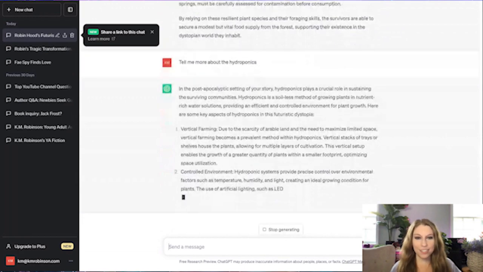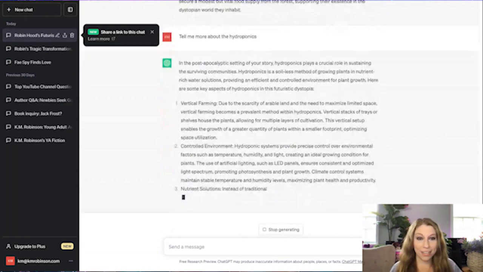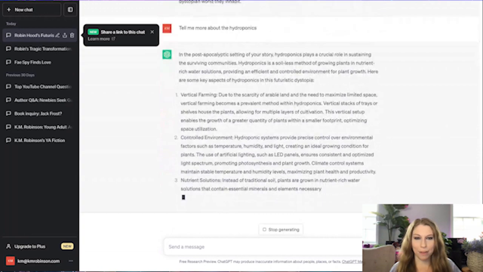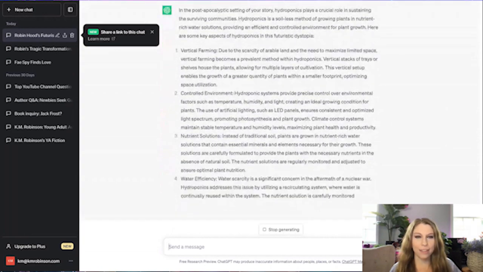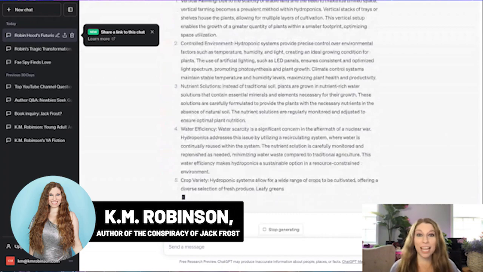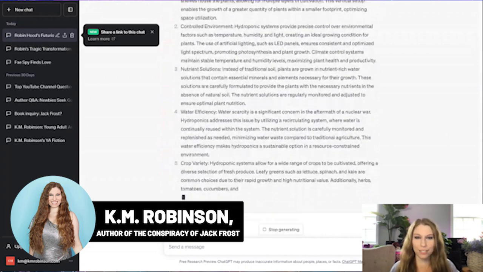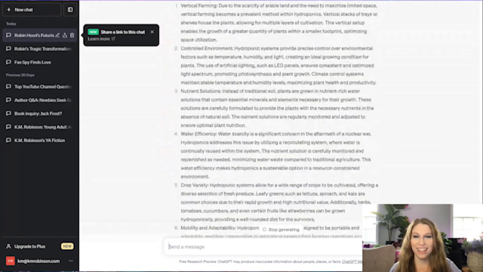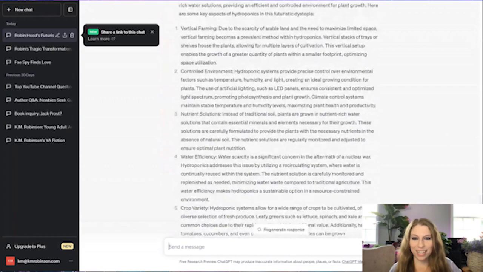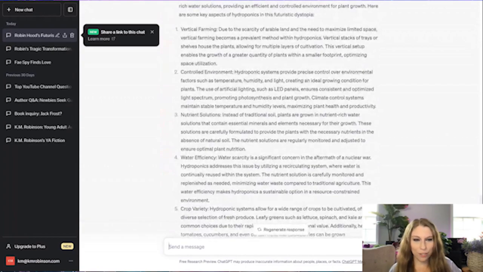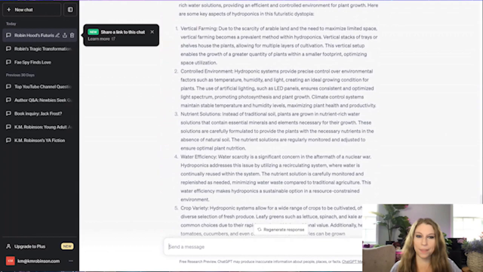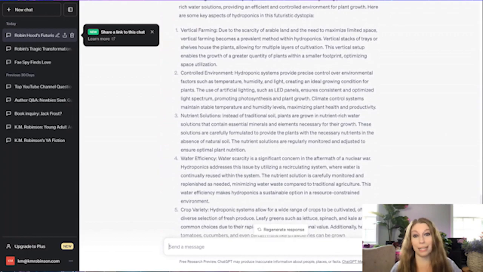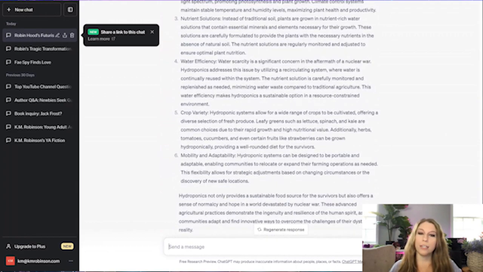Vertical farming. Due to the scarcity of the arable land and the need to maximize limited space, vertical farming became a prevalent method with hydroponics. Vertical stacks or trays, going so fast. But they're telling me more. So controlled environment, nutrient solutions instead of traditional soil. Wait a minute, I want to actually read this. This is very interesting. Instead of traditional soil, plants are grown in nutrient-rich water solutions that contain essential minerals and elements necessary for their growth. It's telling me about these things, which I can go and Google myself, but I can also ask questions to have it clarify with this.